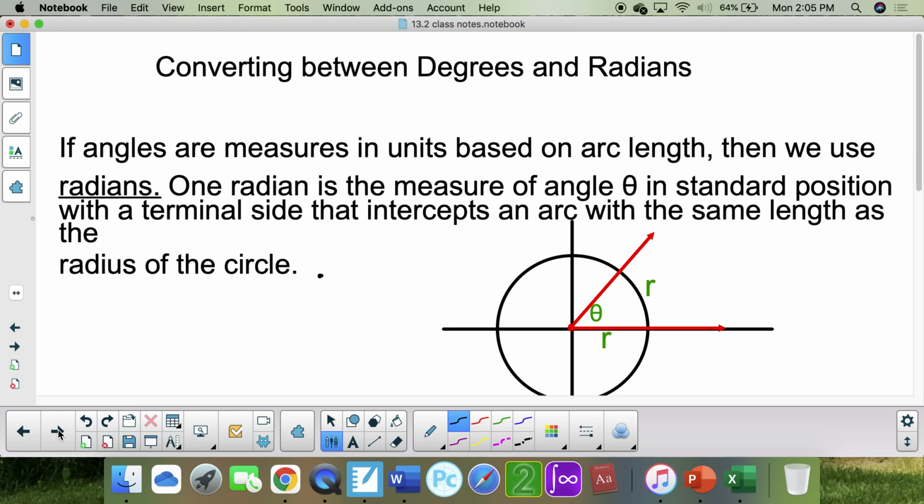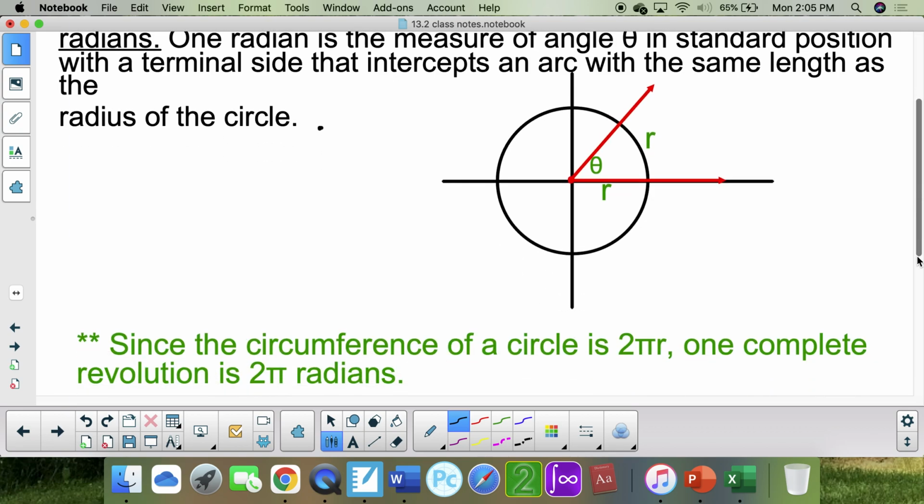The last part of the assignment, how to change from degrees into radians. If angles are measured in units based on arc length, then we use a radian. 1 radian is the measure of an angle in standard position with a terminal side that intercepts an arc with the same length as the radius of the circle.